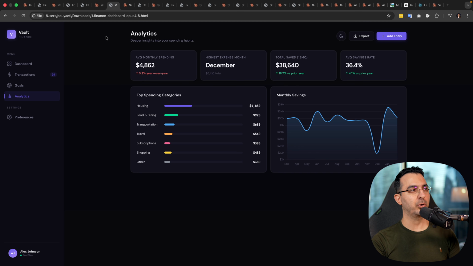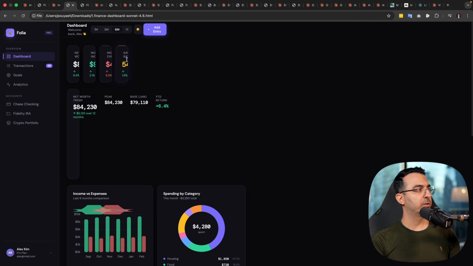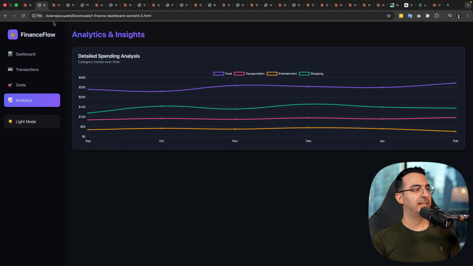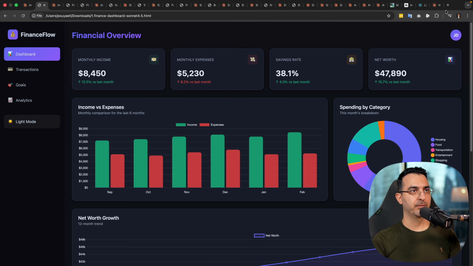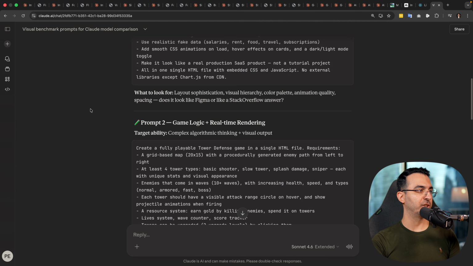So this was the first project, and clearly Opus 4.6 wins here. But the overall result of Sonnet 4.6 is good. It has some problems in layout, but it is definitely way better than Sonnet 4.5. Now let's go for the second project.